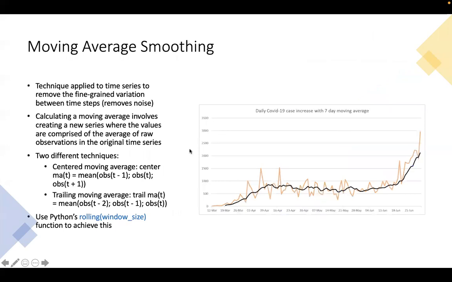The next topic Brownlee talks about is moving average smoothing. And given the time we're in, I thought I had to include a COVID graph here, or Corona graph. Essentially what moving average smoothing does is it removes the noise from your graph. As you can see here, the orange time series is the original time series, and the black graph is the smoothed out graph.